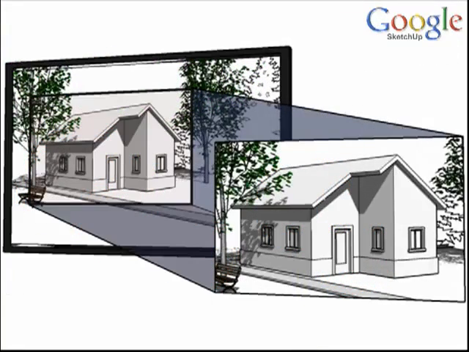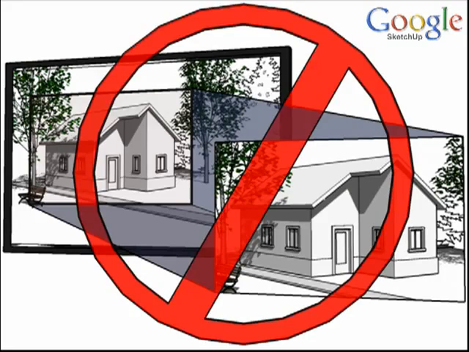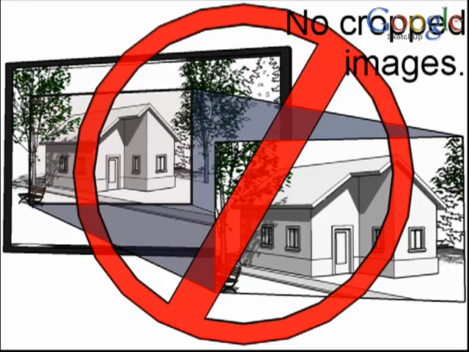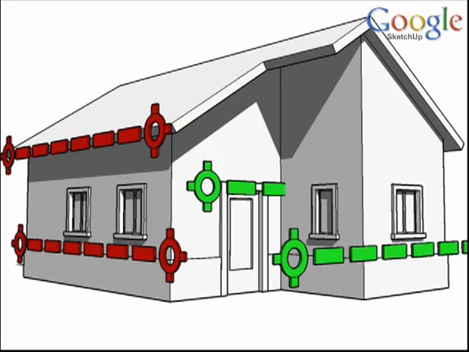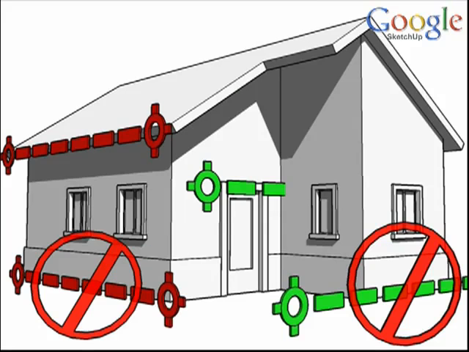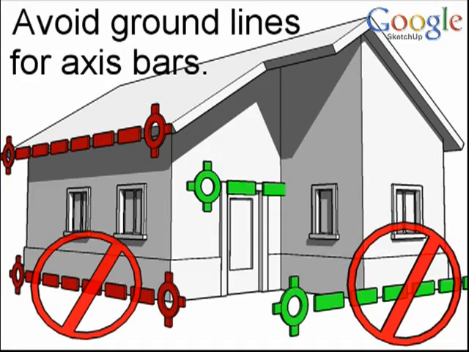Keep this in mind if you want to use images from a book or the web, as they probably have been cropped and might not work well. Finally, when you do bring your image into SketchUp, try to line the axis bars up with elements on the building itself and not on the ground plane. Often the line where the building meets the ground isn't parallel to the rest of the building as the ground slopes.